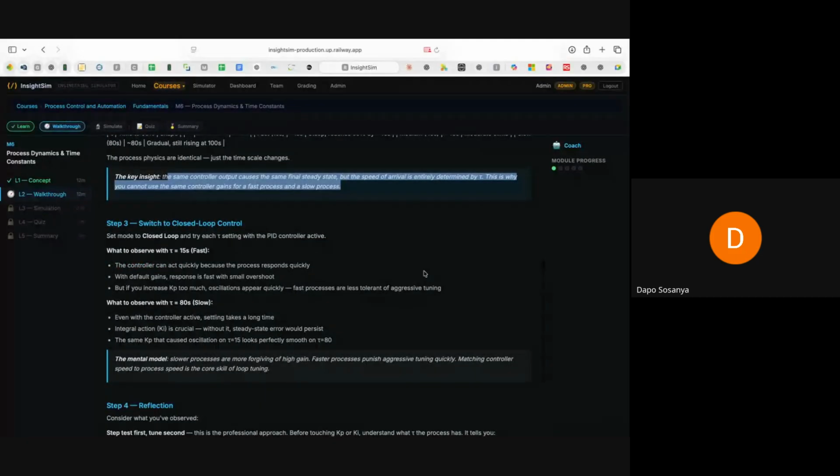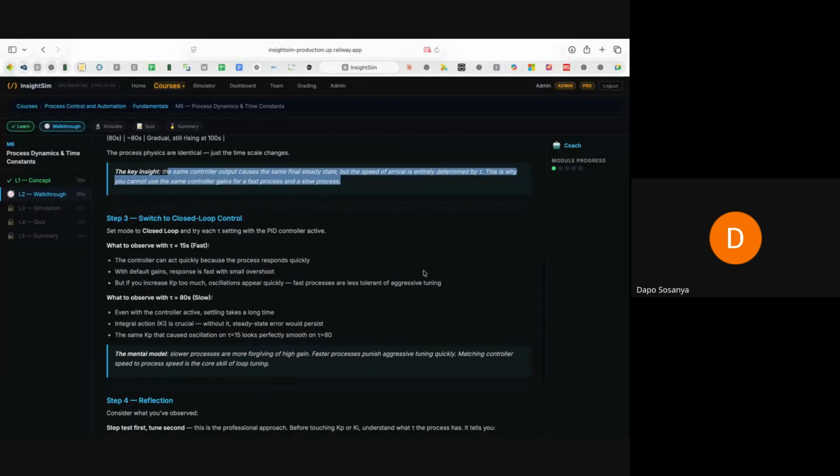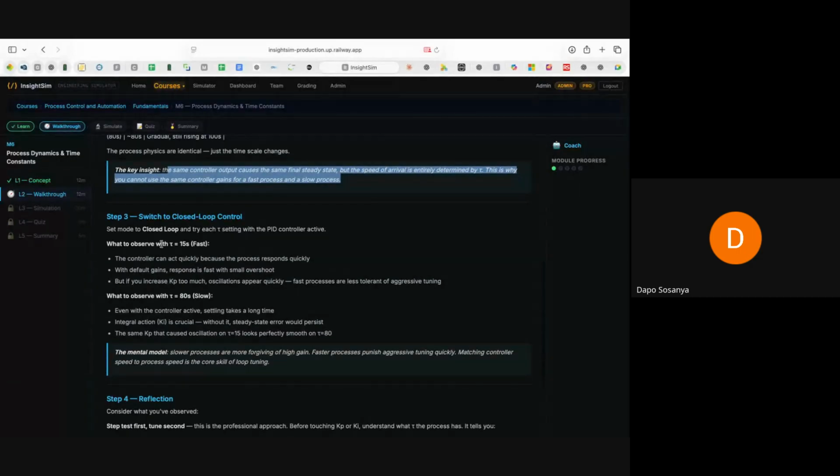And then step 3, you switch to closed loop control. You set mode to closed loop and try each time constant setting with the PID controller active. What to observe with T equals 15: the controller can act quickly because the process responds quickly. With default gains, response is fast with small overshoot. But if you increase KP too much, oscillations appear quickly. Fast processes are less tolerant of aggressive tuning.